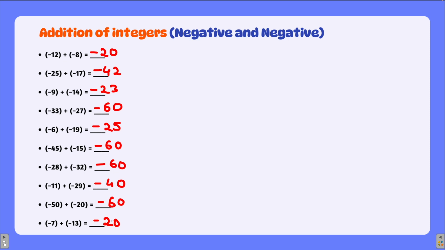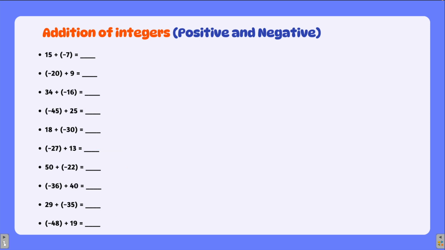So it is also very easy. Simply if we have two positive numbers, we add them together. Two negative numbers, also we add them together with a negative sign. Now let's move to the final case: one positive number and one negative number. So here we have one positive number and one negative number.